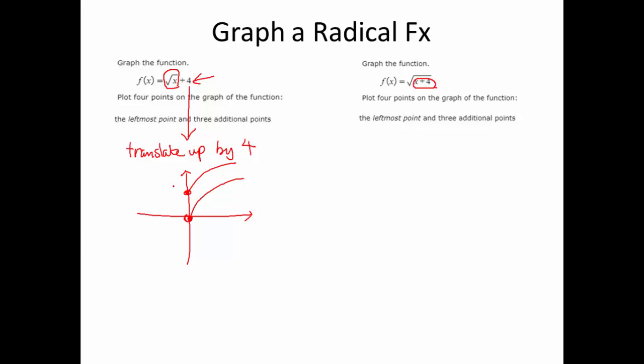So this is the leftmost point now, which is 0, 4. And if you have an example, say square root of x minus 4, it basically means it goes down by 4. So it's negative 4 right here.